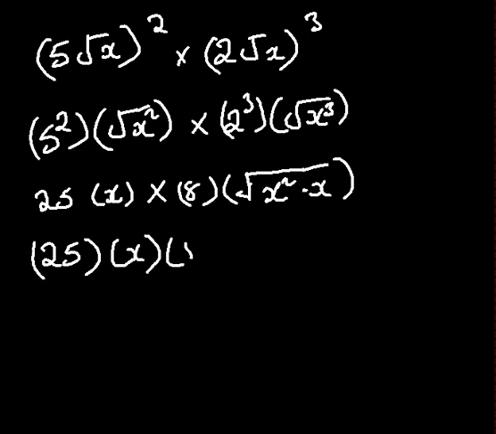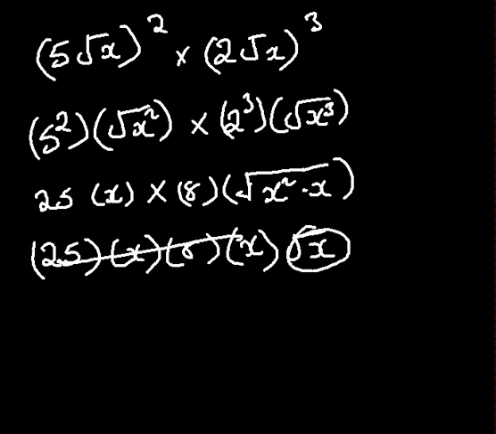x times x times 8. Now this is the same as having it as x times the square root of x. So we can multiply this and have that one as well. So be careful with the concept of surds.